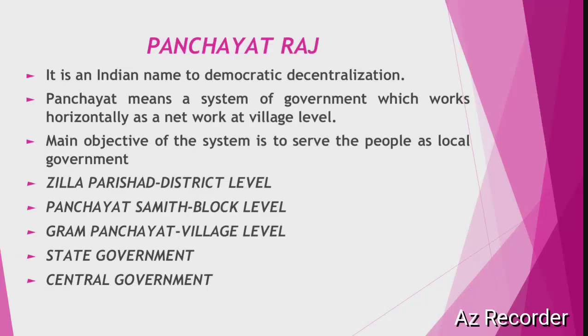Next, coming to the Panchayat Raj system. It is the Indian name for democratic decentralization. Panchayat means a system of government which works horizontally as a network at village level. The main objective of the system is to serve the people as local government. The Panchayat Raj system consists of five levels. First one, Jilla Parishad, district level; Panchayat Samiti, block level; Gram Panchayat, village level; state government and central government.